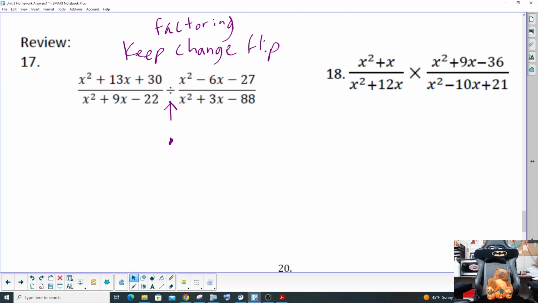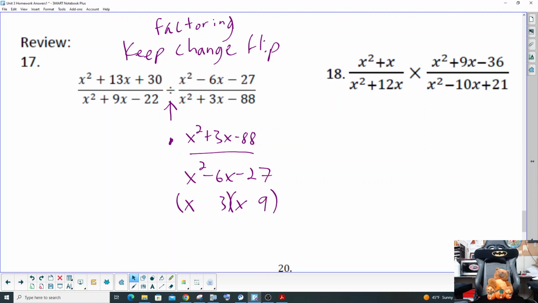Cool. And so this will become what? x squared plus 3x minus 88 in the top. And then the bottom is x squared minus 6x minus 27. And so that's going to factor into what? 9 and 3. Then the sign in the middle term, negative, goes with the bigger number. Good. And then is that 11 and 8? I think it's 11 and 8. Good. And then 11 and 8 with a bigger 11 and a smaller 8.